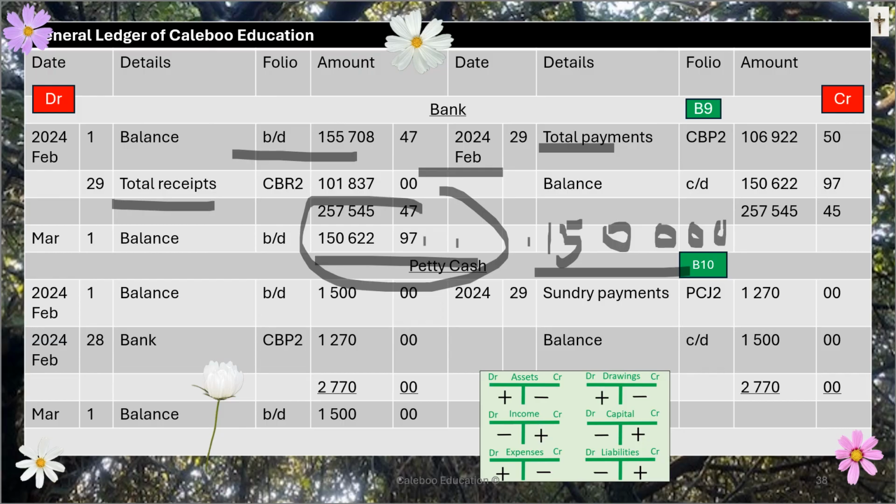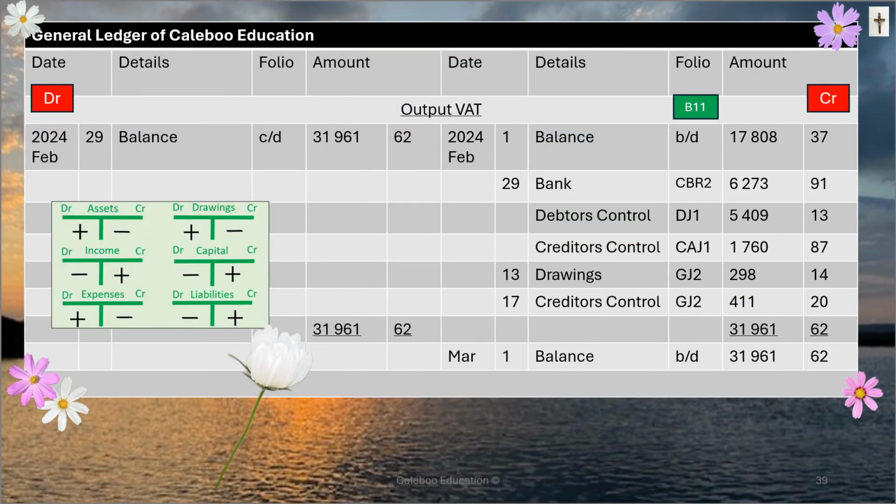Petty cash, easy. There we got the balance for petty cash. Output VAT, which is a liability, what is owed to SARS, 31,961 and 62. Remember, if you check the VAT videos, don't go and pay that amount. When you do a VAT return, you say output VAT minus input VAT, and that amount gets paid over to revenue services. But you should have completed the VAT videos at this point.